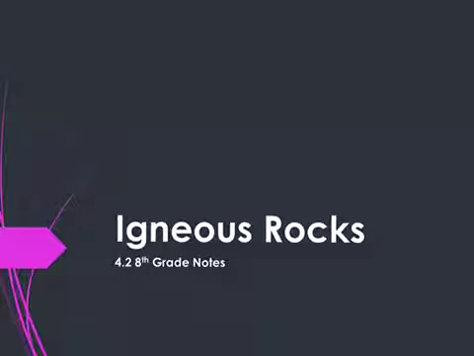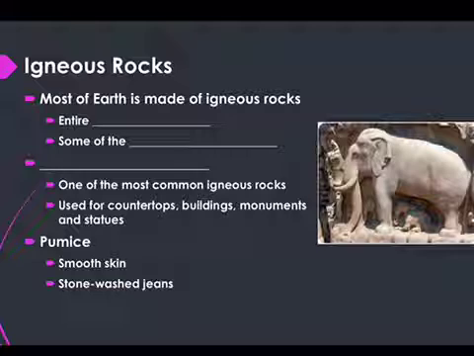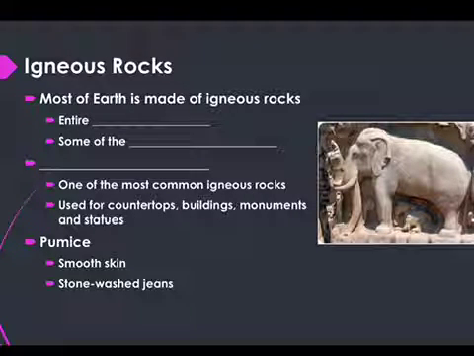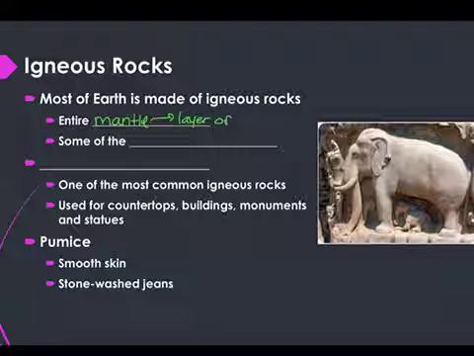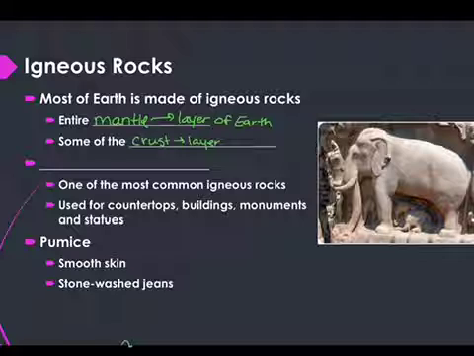In the last video, we introduced that there are three types of rocks: igneous, sedimentary, and metamorphic rocks. And in this video, we're going to take a closer look at igneous rocks. So most of Earth is made up of igneous rocks, and the entire mantle of Earth is igneous rocks. And so the mantle is simply a layer of Earth, and we'll talk more about that in later chapters. And some of the crust is also made up of igneous rocks. And again, this is also another layer of Earth.